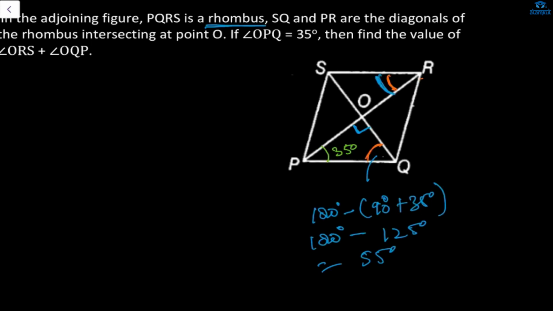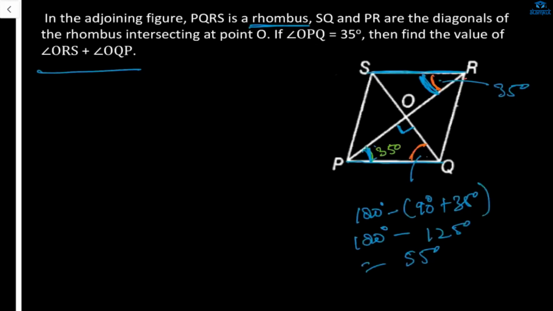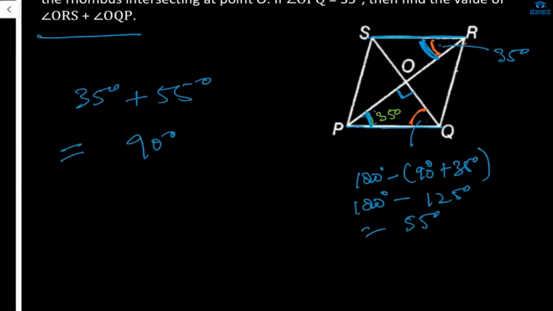How? Because it is a rhombus, so it is a parallelogram. So PQ is parallel to SR. If PQ is parallel to SR and PR is a transversal, then this angle will be equal to this angle, so it will also be equal to 35 degrees. Any doubt? No, ma'am. We have to find the sum of both angles. So ORP is equal to 35 degrees plus this angle, which is 55 degrees, so 90 degrees.